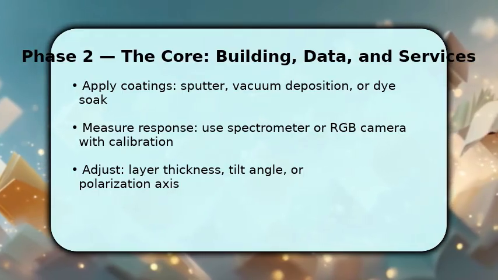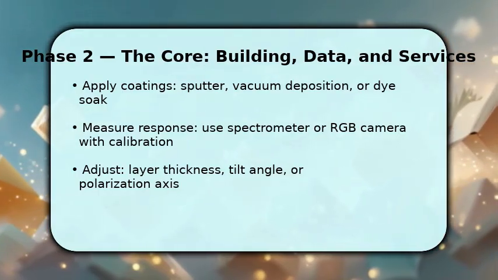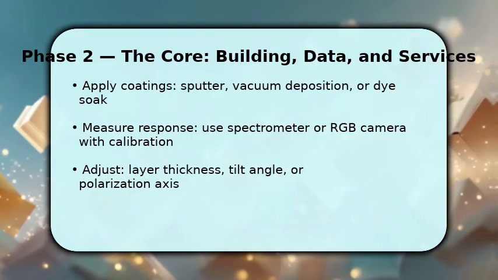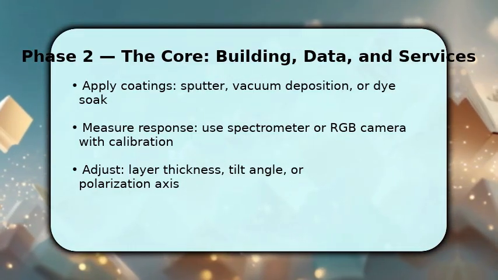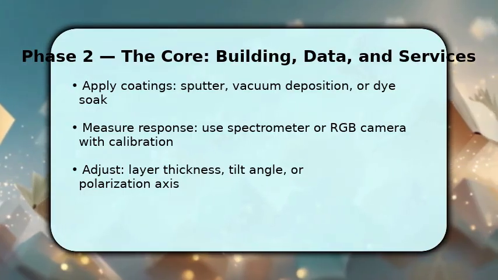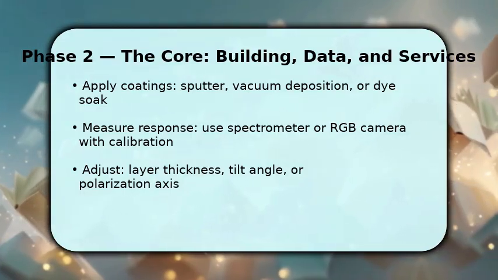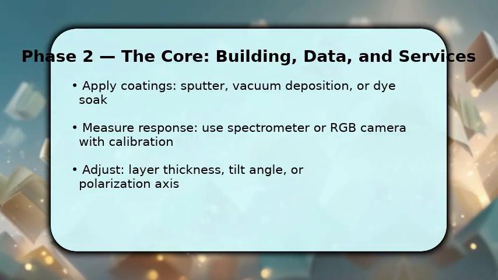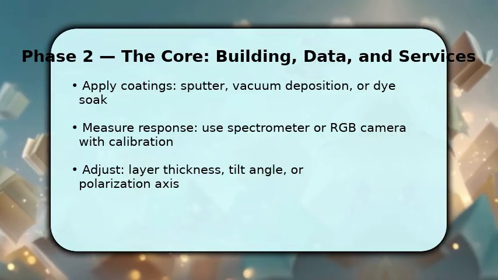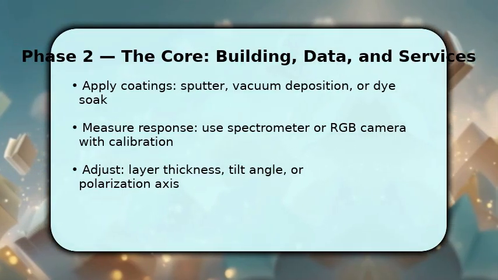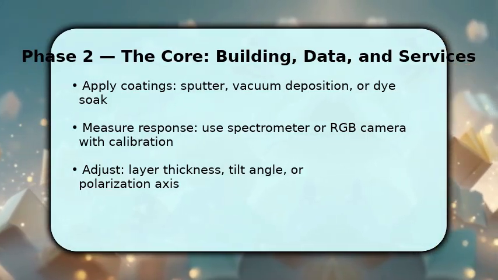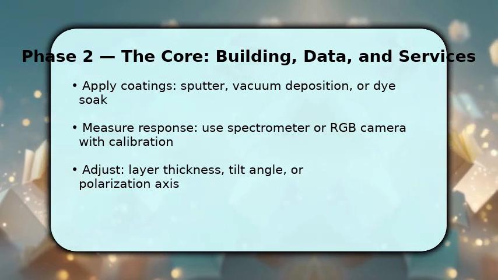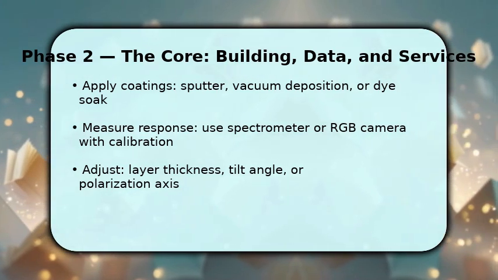If using coatings, deposit alternating dielectric layers. Thickness controls center wavelength. For absorptive types, adjust dye concentration or soak time to reach target optical density. Once applied, measure the transmission curve with a spectrometer or capture RGB response with a calibrated camera to check color shift. Then iterate. Change layer thickness by nanometers, alter tilt angle to shift peaks, or rotate polarizers to control contrast.